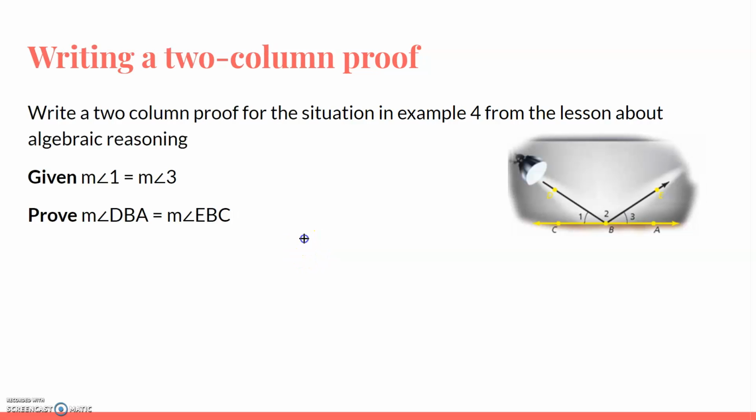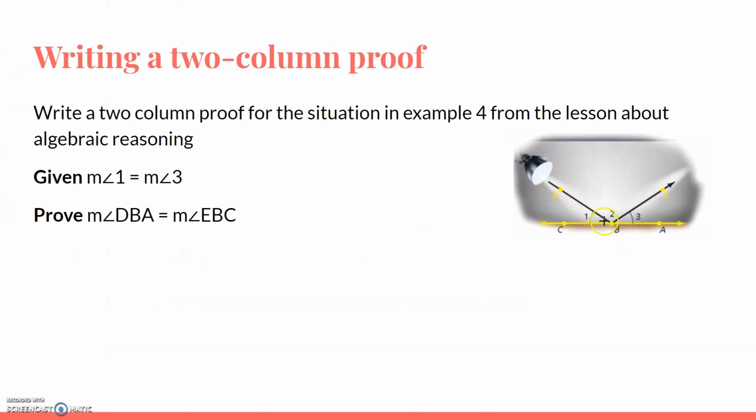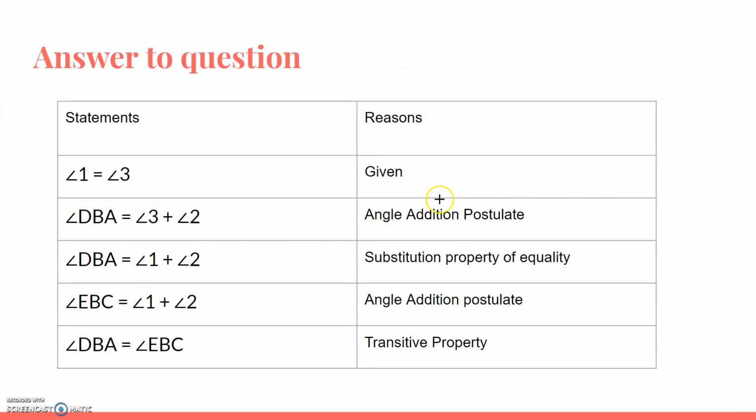Alright, so now that you're back, first off, statements and reasons, two columns. We know that angle 1 is equal to angle 3, and that's the given information. Angle DBA is equal to angle 3 plus angle 2. That's the angle addition postulate. As you can see here, angle DBA is made up of angle 3 and angle 2, and angle EBC is made up of angle 2 and angle 1.